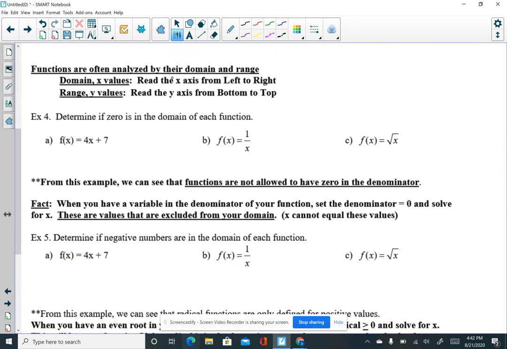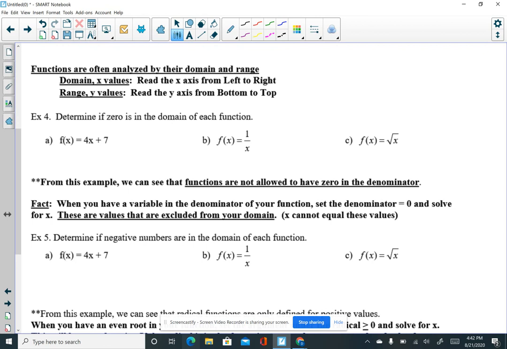Functions are often analyzed by their domain and range. As we've already said, domain represents your x values and range represents your y values. Anytime you're looking at a graph and identifying your domain, you're going to be reading your x-axis from left to right. Range, you'll be reading your y-axis from bottom to top, smallest to largest values in both cases, essentially.